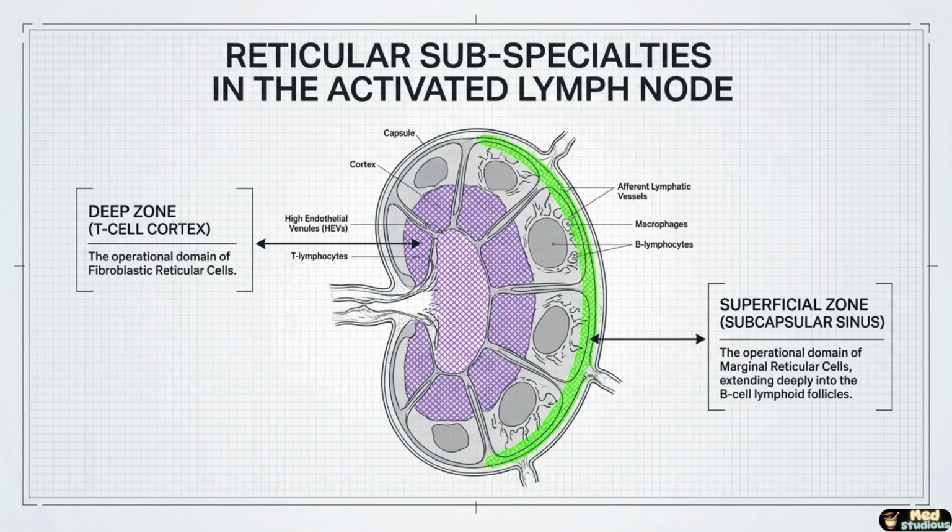This is the operational domain of marginal reticular cells. These highly specialized cells extend their reticular networks deeply into the B-cell lymphoid follicles, creating a distinct microenvironment.